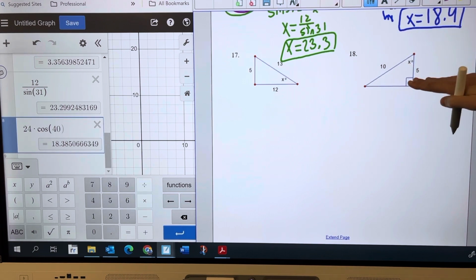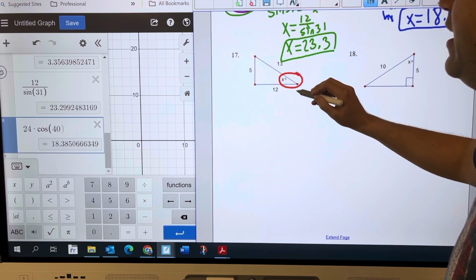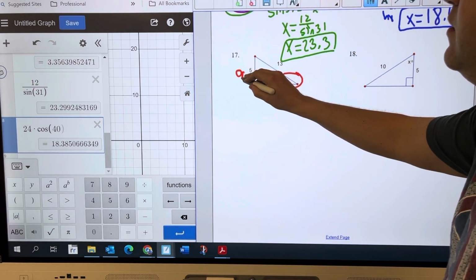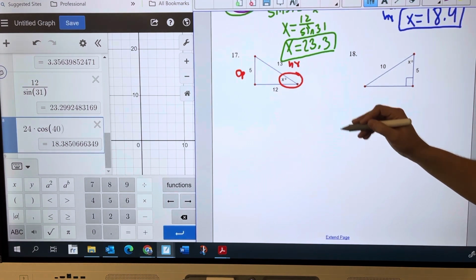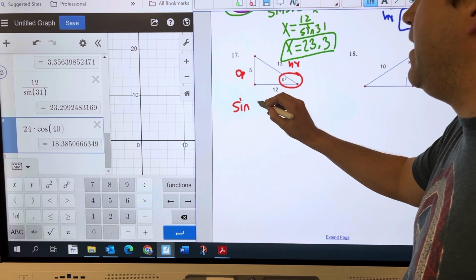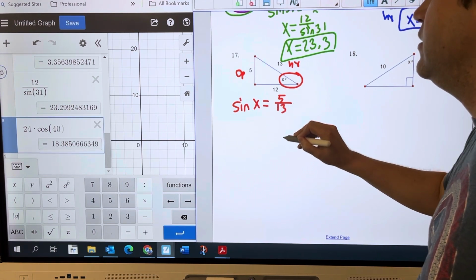Number 17 is kind of special. I know all 3 sides, so I get to pick and choose which one I use. It does not matter which of these trig functions you use. They will all work. They all get us to the right answer, but we're going to focus on x. For me, I'm just going to go with opposite and hypotenuse. That's going to give me a sine. So sine x equals opposite over hypotenuse.